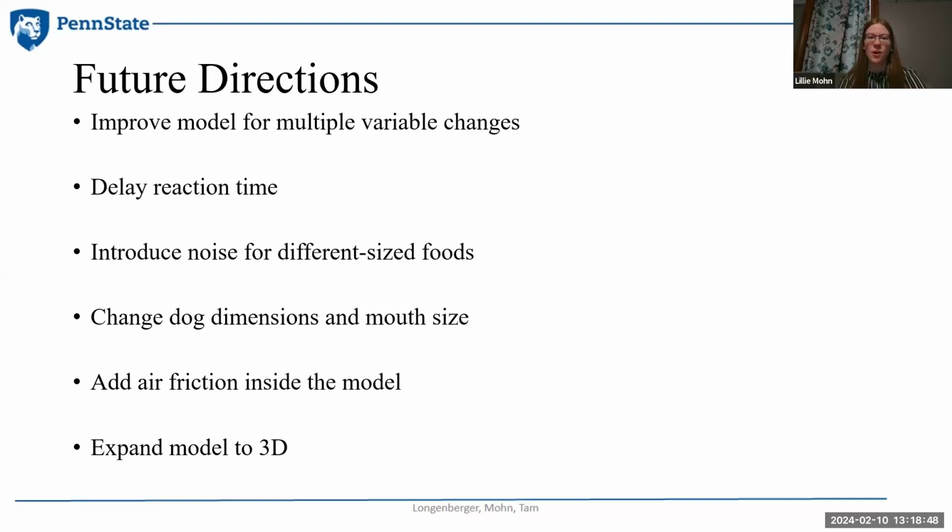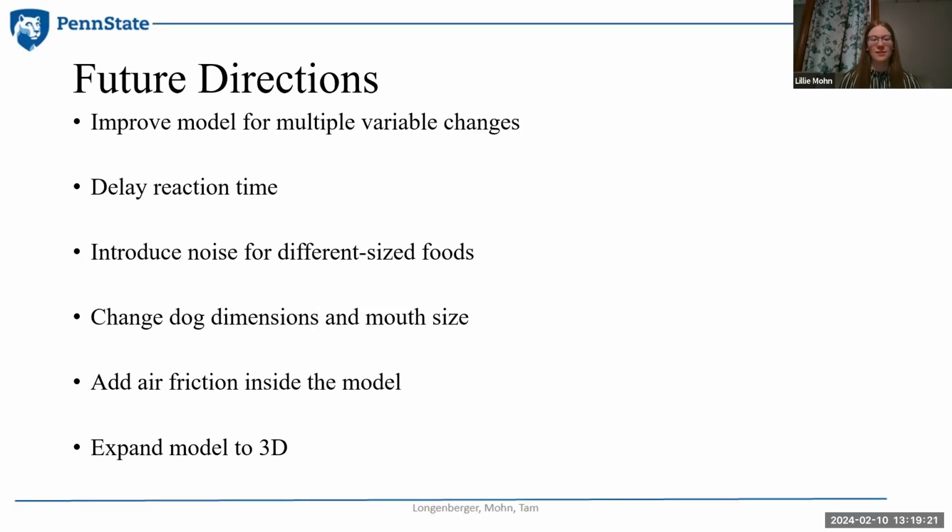So moving forward, there are always improvements to be made. So here's what we would do differently next time. First, we would improve the model so we could incorporate multiple variable changes. That way, we could better change the initial velocity, initial position, and more variables, and the dog would still be able to learn, even if it would take longer to train. Secondly, we would delay the dog's reaction time to see just how bad it can be before he's not able to catch the food anymore.